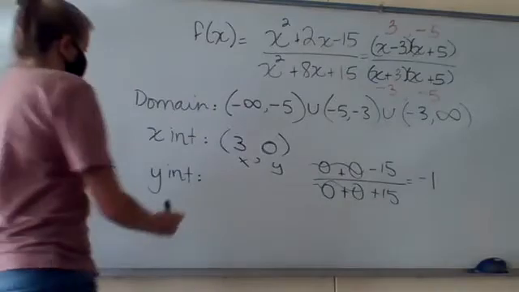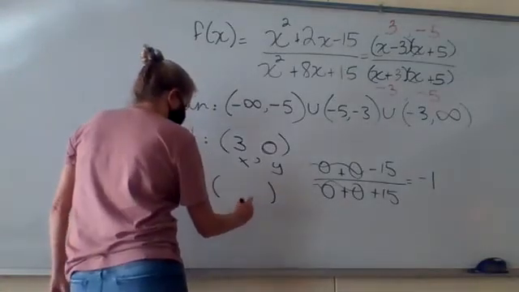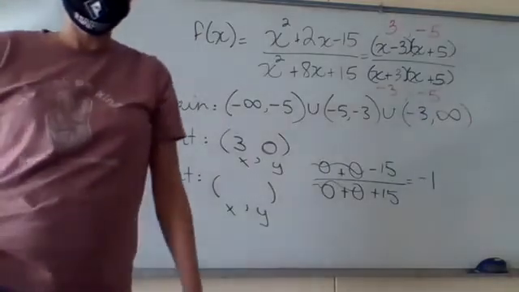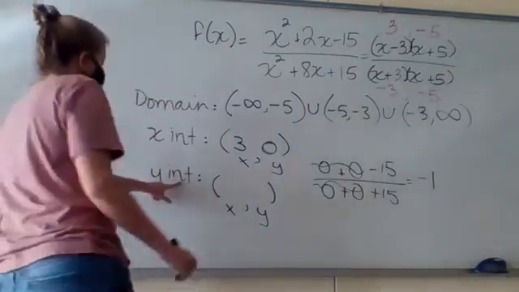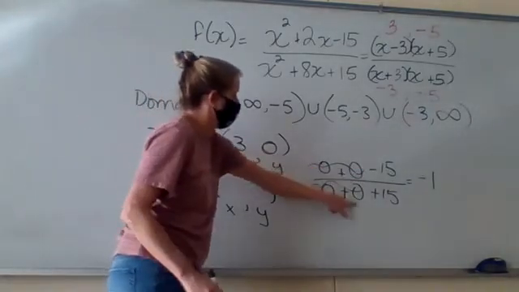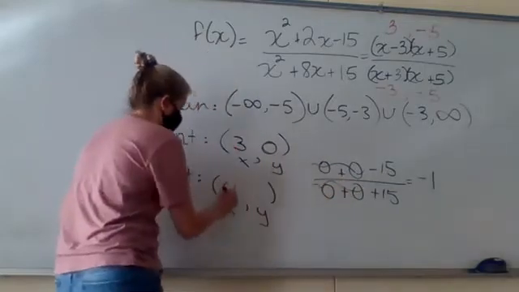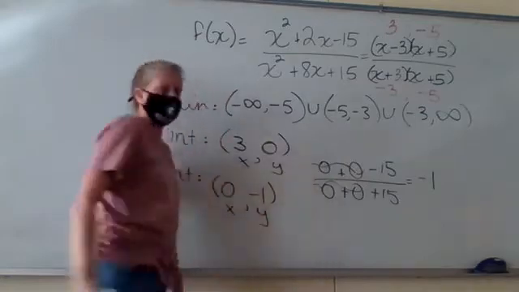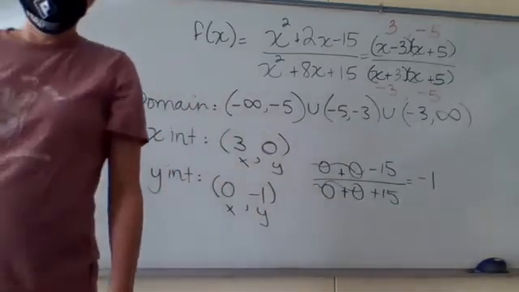So your y-intercept, again, is a point. So it's got an x-coordinate and a y-coordinate. Your y-intercept, remember, you replaced all the x's with zeros. That's why your x is 0. Your y is what's left over. So it's at -1.